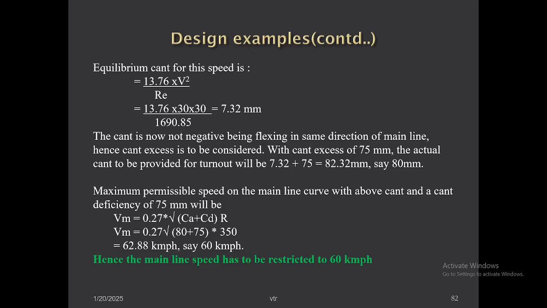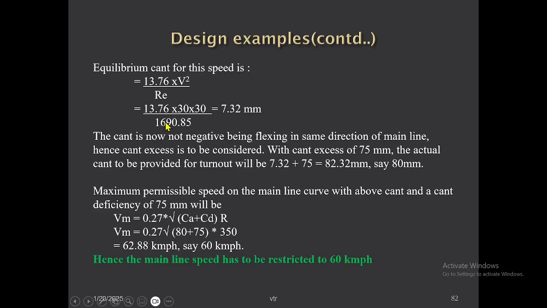But we can provide still higher, so avail the cant excess, because here it is just like a similar flexure. Whatever cant we are providing to the turnout will be the superelevation for the main line curve also. So here we can avail the cant excess, up to 70 mm extra, because we can permit a cant excess of 75 mm. Adding 7.32 plus 70 mm, the actual cant we can provide is 82.32 mm, say 80 mm. This will be the actual cant, 80 mm.